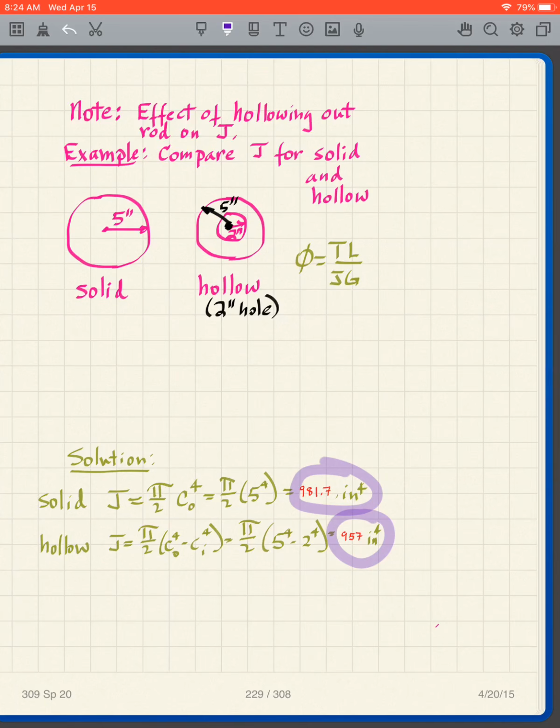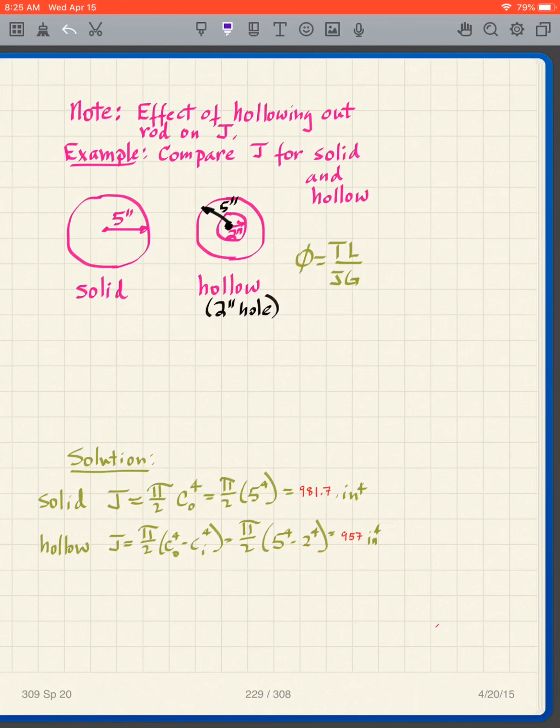So what do we see? The inner material really doesn't do much. And that's why most shafts will be hollow, or many shafts depending on. Why? Because we don't really need the inner portion. It really doesn't do much, and it saves on material costs, for instance. Okay. So in other words, you can see the numbers right here. Hardly any difference by removing the inner material.